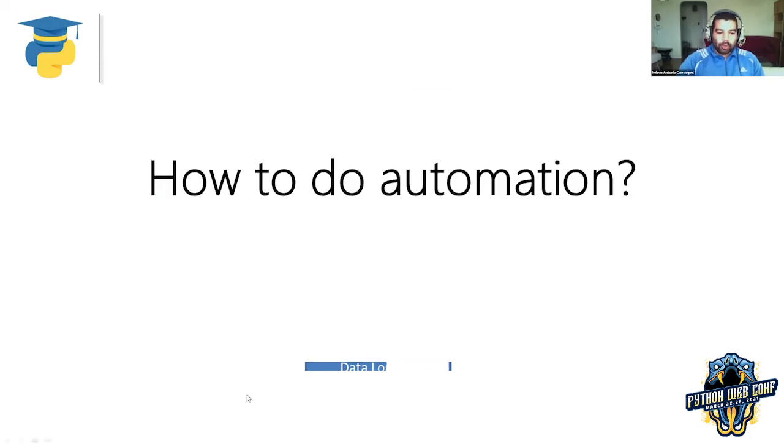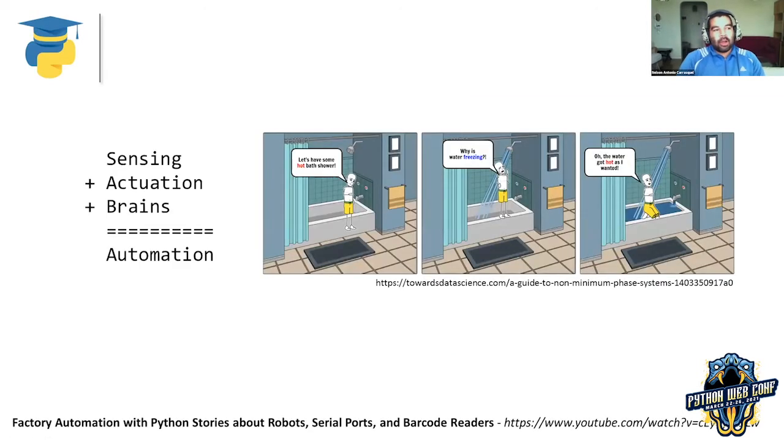So how to do automation? Well, automation, according to Jonas Newberg in his talk at a PyCon conference, which he called Factory Automation with Python, he explained automation using this equation. He says automation is the sum of sensing, actuation, and brains. So what do you mean by that? Let's take a look at this image.